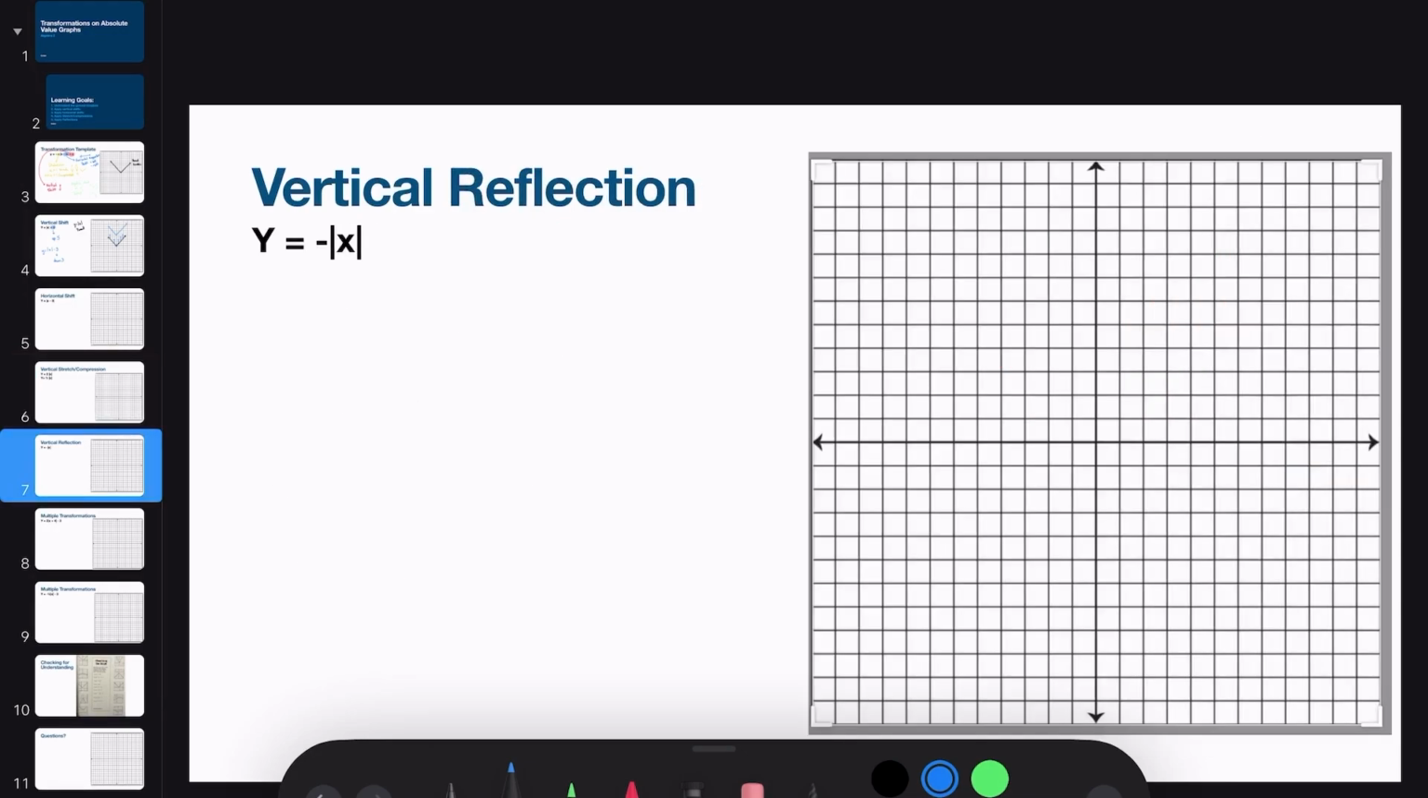Then lastly, we're just going to focus on this negative in front. If your parent function opens up and there's a negative, you're going to reflect that across the x-axis. Instead of opening up, it'll have the same origin, but it will open down. And that's where that negative comes in. So let's put all this together. Let's do 2 examples to put it all together.